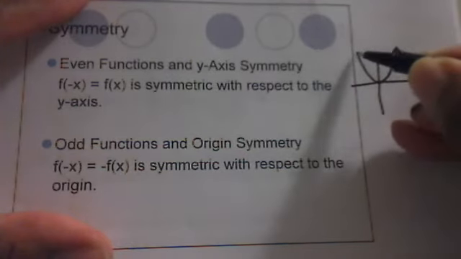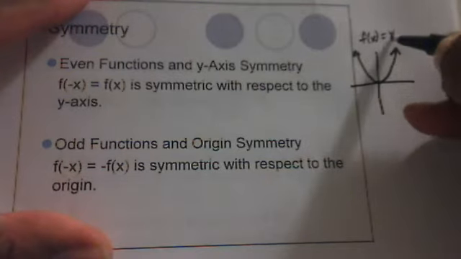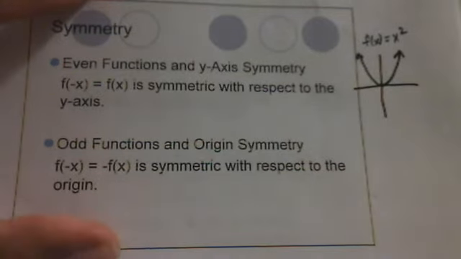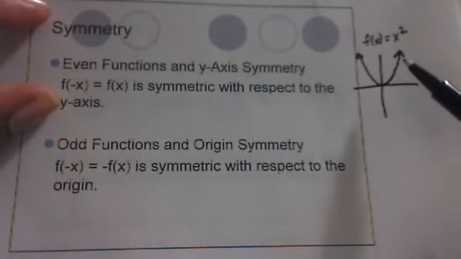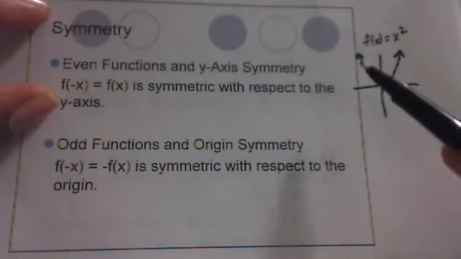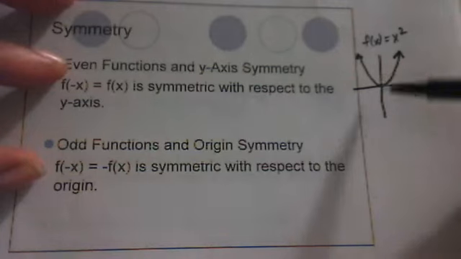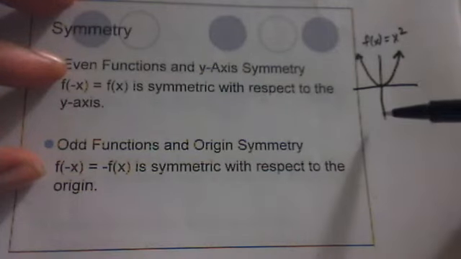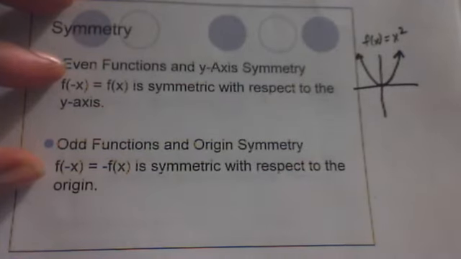And usually the graph of the function f of x equals x squared looks like this. That's what the graph looks like. Notice that the right side of this graph has what we call the mirror image of the left side of the graph. That's what we mean by y-axis symmetry. Here's the y-axis here. And the right side has the mirror image of the left side of this graph.